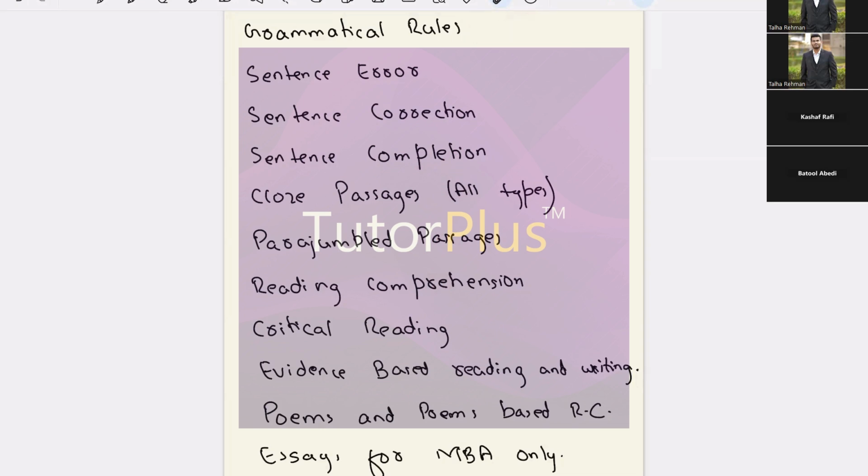And for LCAT, the depth of the grammar is going to be more than the IBA test. Then we have evidence-based reading and writing. Then we have poem and poem-based reading comprehension. Then we have essays, but for MBBS only. That's not relevant for you. Then we have sentence relation. Then we have analogies as well. So in case any of you wish to copy this, you can copy this and then we'll proceed.